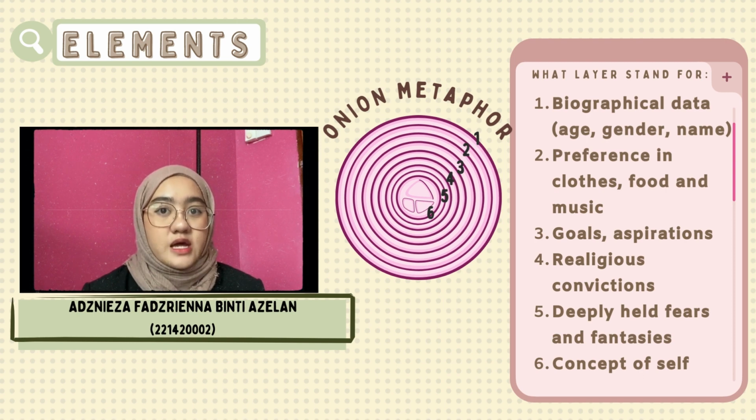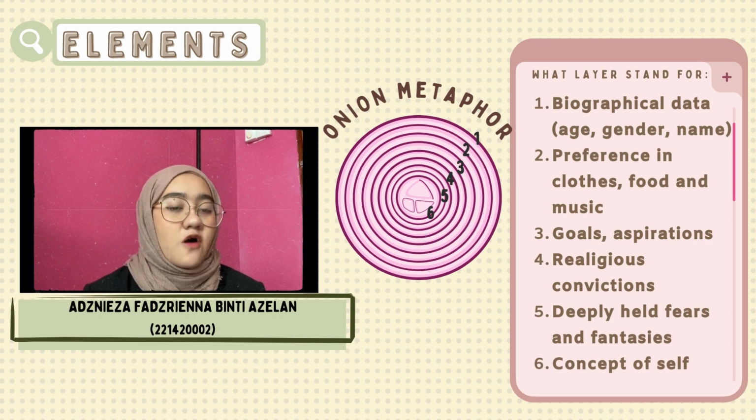The fourth layer is where they start to talk about their religion, or we can say they have become more open-minded. The fifth layer is when they get brave enough to talk deeply about their fears and fantasies, such as their secrets and hopes. Lastly, they will start to exchange information that is private for them, but they are ready to talk with that person about what we call the concept of self.